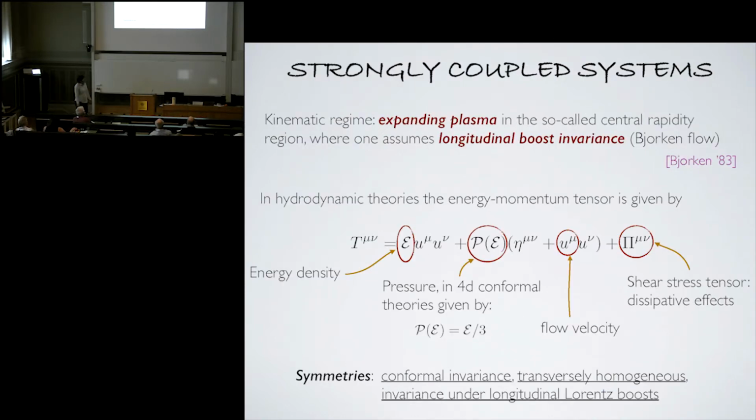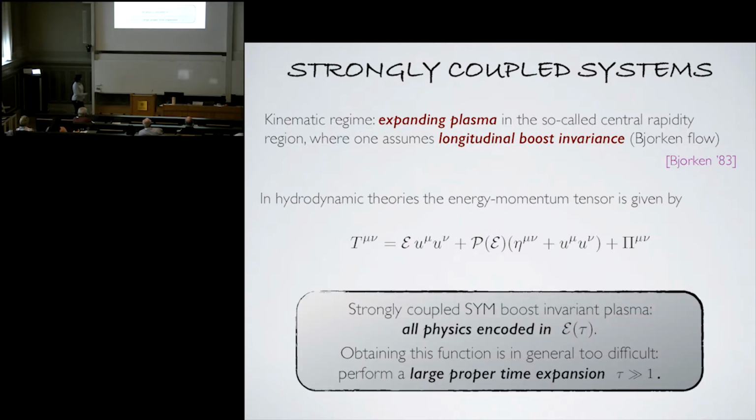So what is the kinematic regime that allows me to actually do this? I will use an expanding plasma, and I'll assume that I have longitudinal boost invariance, which is called Bjorken flow. In particular, if you look at the energy-momentum tensor, this constrains it in such a way that the elements of the energy-momentum tensor cannot depend on the spatial directions. They can only depend on proper time. Moreover, if I assume conformal invariance as well, I don't have a pressure and an energy independently, but they're directly related, and I actually have a single function dependent on proper time to determine. So in the strongly coupled super Yang-Mills boost-invariant plasma, all physics is encoded in my energy density.